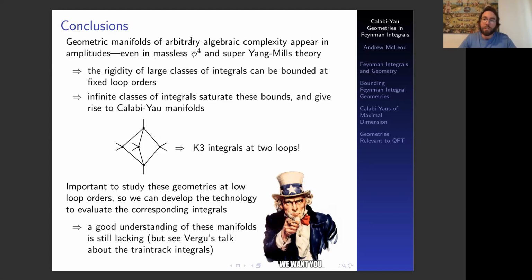And moreover, at two loops, we already encounter very complicated integrals that we currently can't evaluate in any way, shape, or form. So it's important to study these geometries at low loop orders so we can develop the technology to evaluate them in whatever form that would take. And I emphasize that a good understanding of these manifolds is still lacking, although Christian will, I think, have more to say about a specific class of integrals, the train track integrals that I haven't focused on, in the next talk.